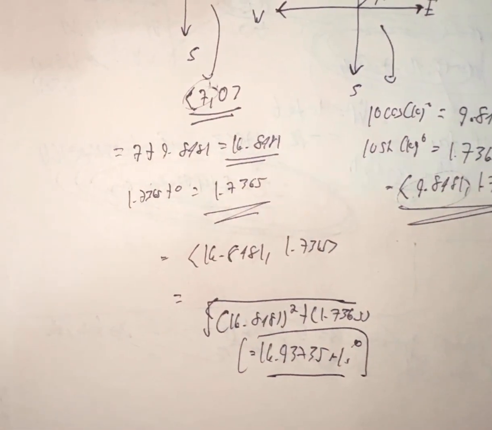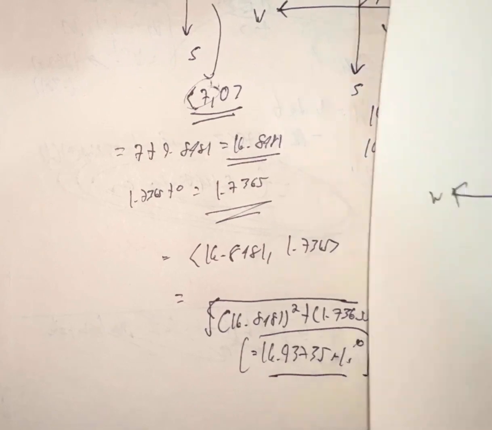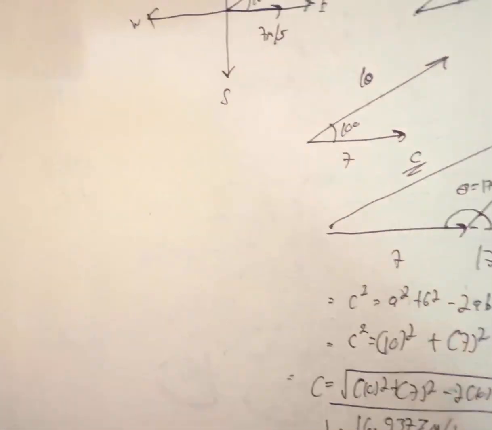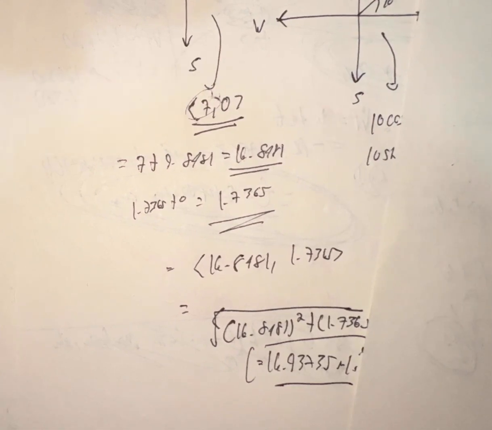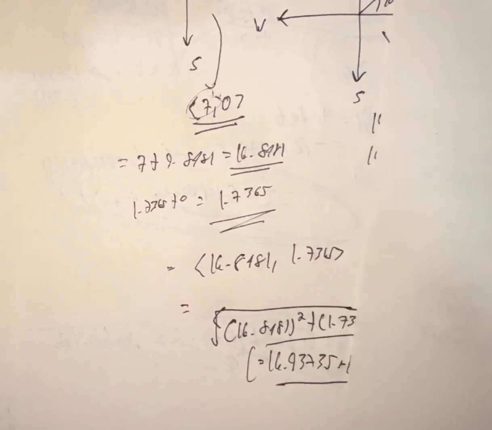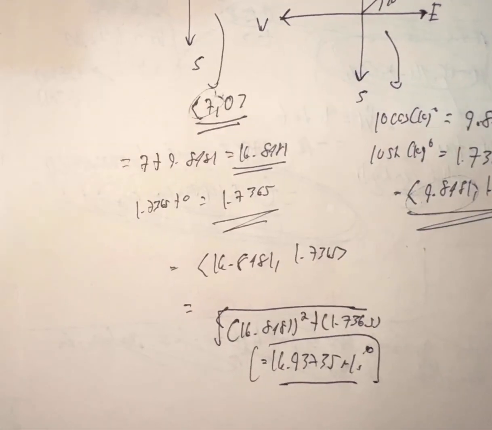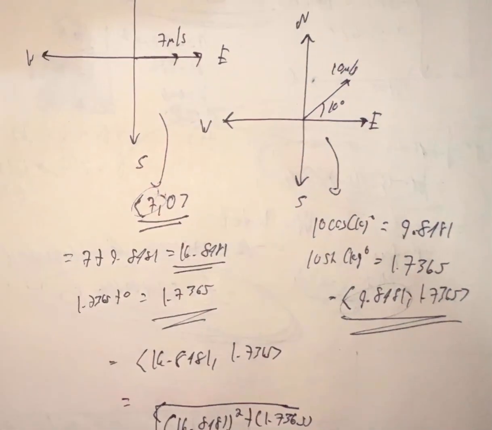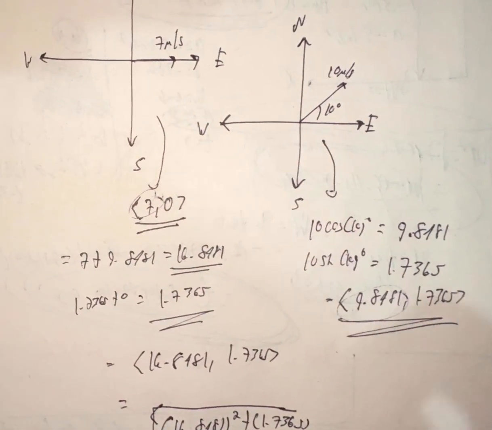And as we can see, with the law of cosines method, it had the same answer. 16.93, 97.3 for this one. But it's the same. So there's a shorter method using the law of cosines, as well as the analytical method here, which we can use as well. Thank you for watching.